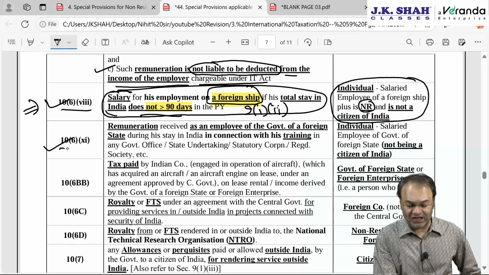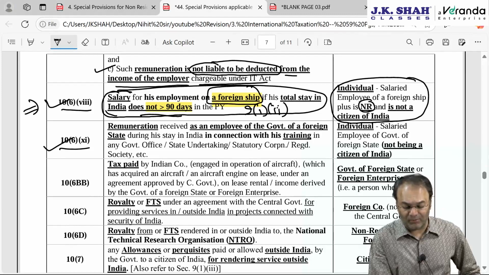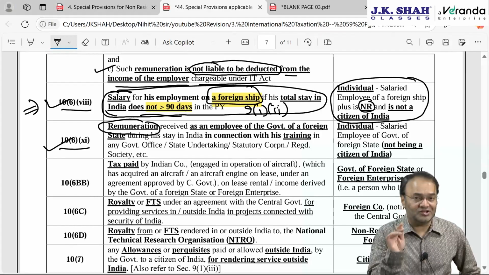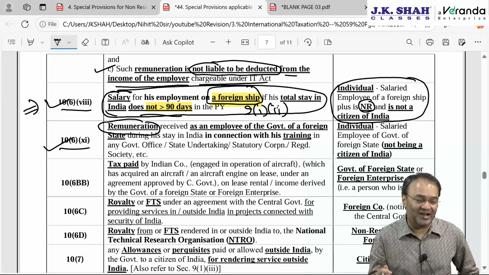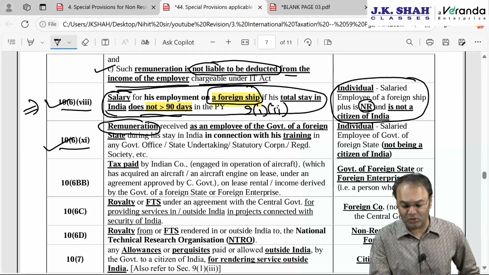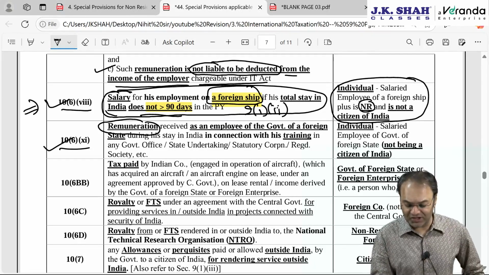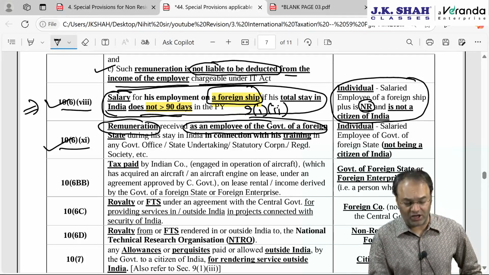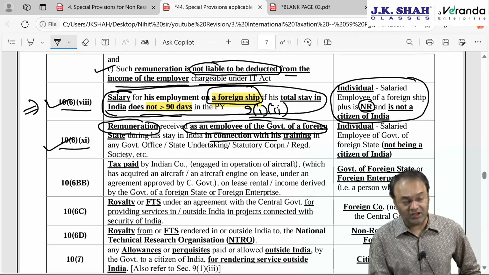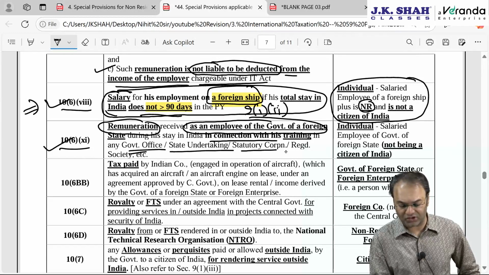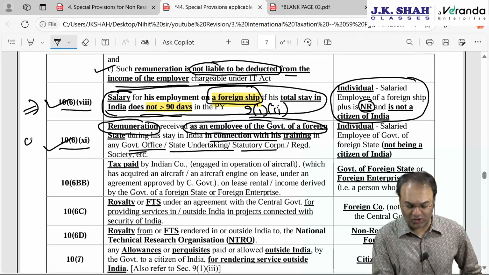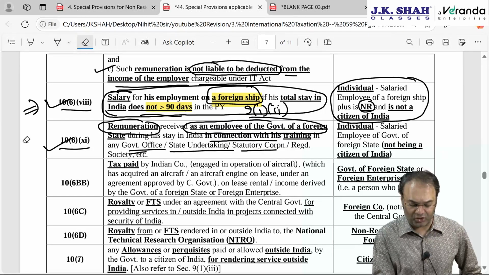And the last one, 10(6) subclause 11, remuneration. Again, if you observe section 10 clause 6, subclause 2, 6, 8, 11, in all four we are talking about remuneration, that is salary. Salary received as an employee of the government of a foreign state, during his stay in India in connection with his training in any government office or any statutory undertaking, statutory corporation or registered society. This is okay, or I would say it is unimportant. You can strike it off.